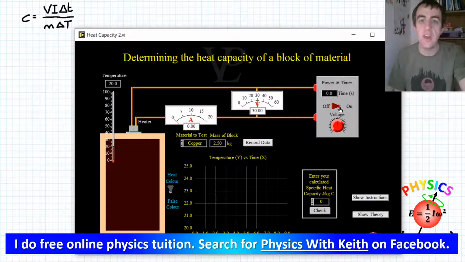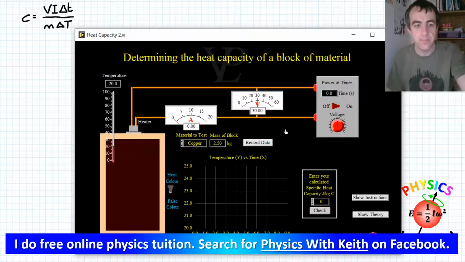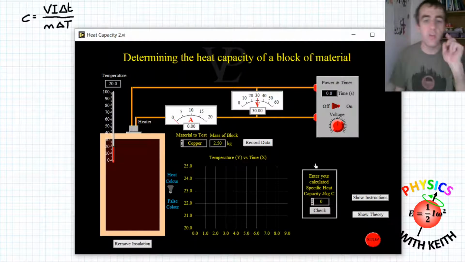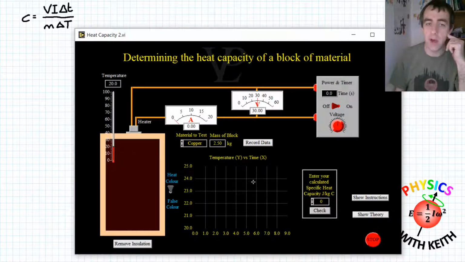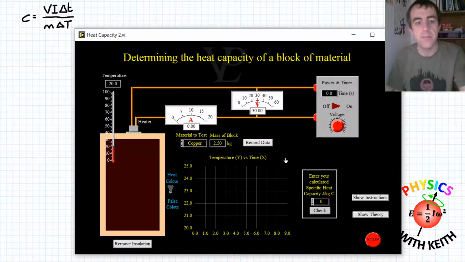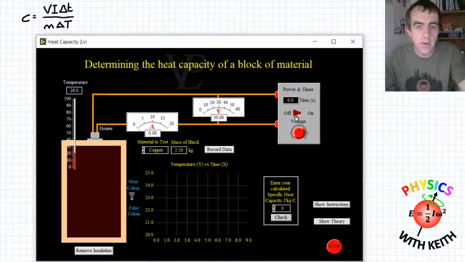And when I turn this heater on, the timer, which is the stopwatch, will automatically start. I'm making sure I've got insulation, and now I can start recording my data. What this simulation will do is automatically plot my graph for me, which is quite helpful. So all I have to do is click the plot button and it will automatically plot a point for me. So here we go. Let's turn it on and let's press record data.